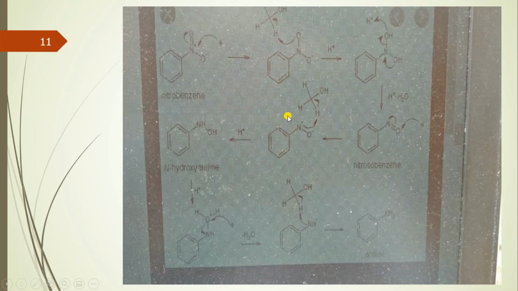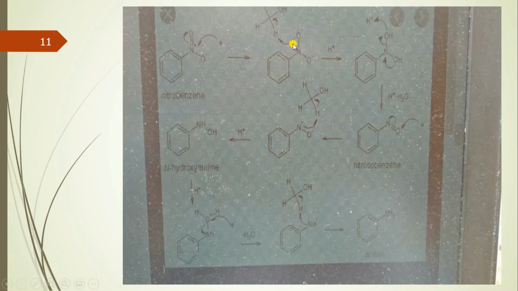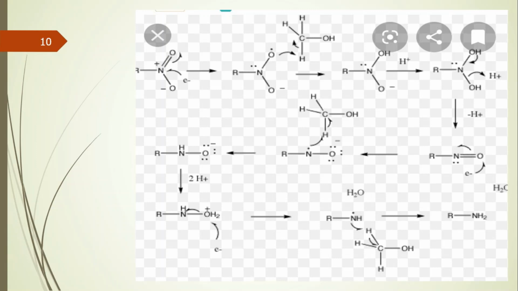Can you draw the mechanism for this? I'll be happy to see how many of you respond. In fact, you all need to practice on this, what is the mechanism for this reaction. So if you share that, that will be good for you, for the information of all of you.